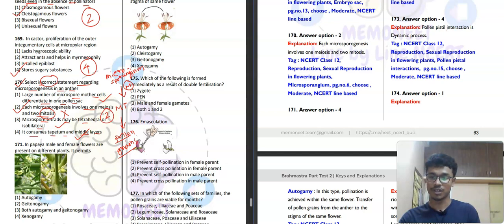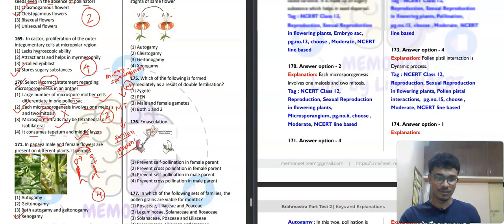Now moving towards the next question, 171. It is saying that in papaya, male and female flowers are present on different plants. So it permits autogamy, geitonogamy, both autogamy and geitonogamy, or xenogamy. If male and female flowers are present on different plants, suppose this is a plant, this is another plant, here male and female. So we need cross pollination to achieve the pollination. So the fourth option, xenogamy, will be our correct answer for this question.